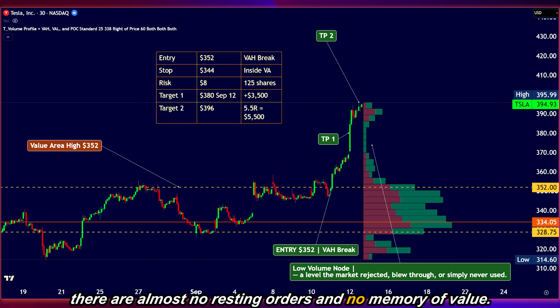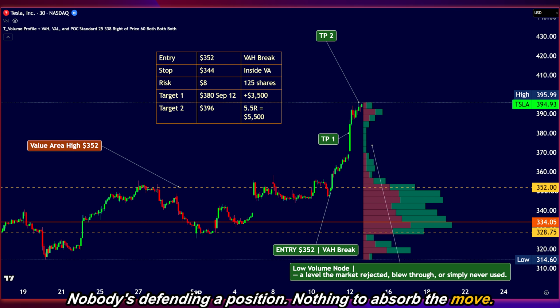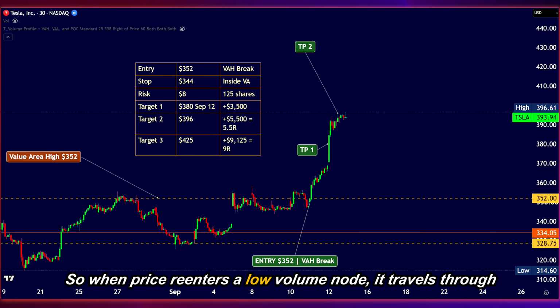Nobody's defending a position, nothing to absorb the move. So when price re-enters a low-volume node, it travels through quickly and decisively until it hits the next high-volume node, where liquidity and acceptance resume. That's the fast travel, the gap surf, price seeking the next shelf. The intuition: a high-volume node is thick mud, lots of orders, price wades through slowly. A low-volume node is ice, frictionless, price slides right across it.